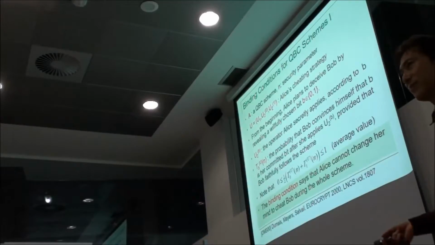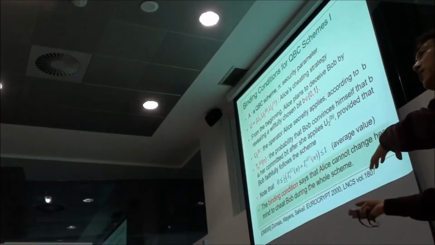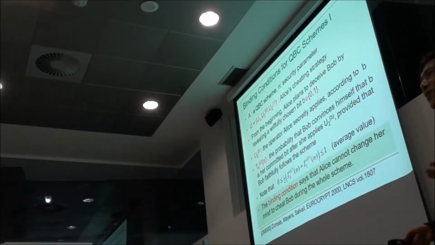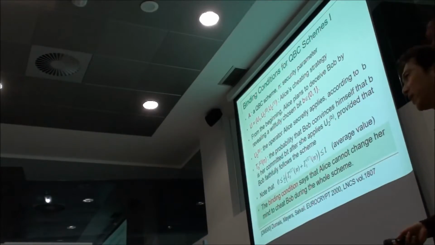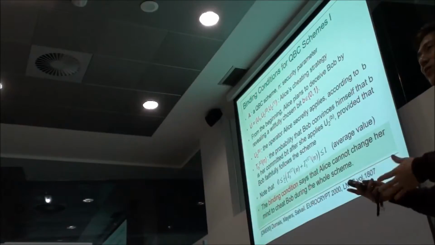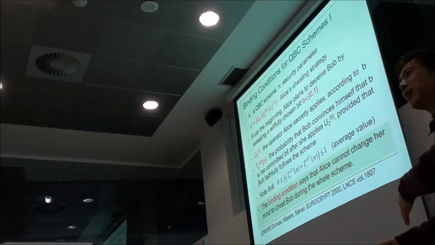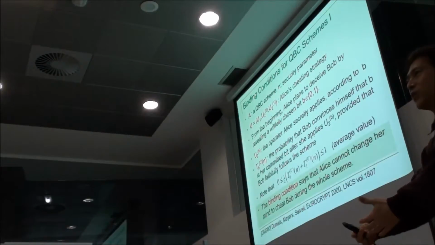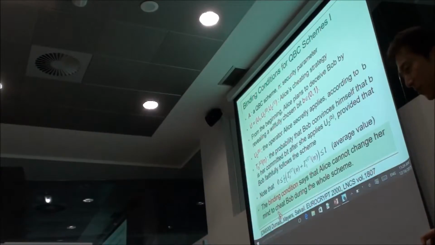The binding condition, on the other hand, is about Alice. From Alice's point of view, she committed to, say, 0, and then eventually she changed her mind and tried to cheat Bob, saying, well, I committed 1. Bob tries to avoid that kind of situation, so that no matter how Alice tries to cheat him, he has the ability to detect it. So the binding condition says Alice cannot change her mind to cheat Bob during the whole process.